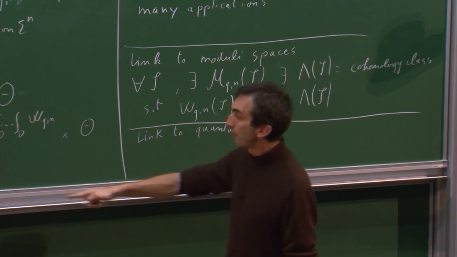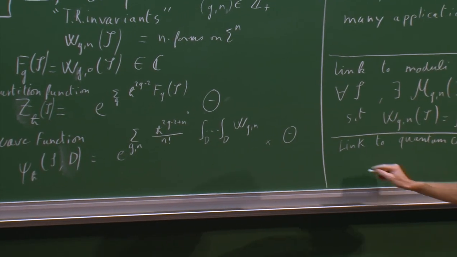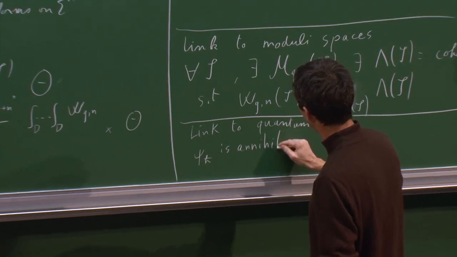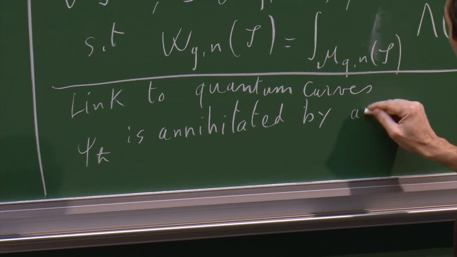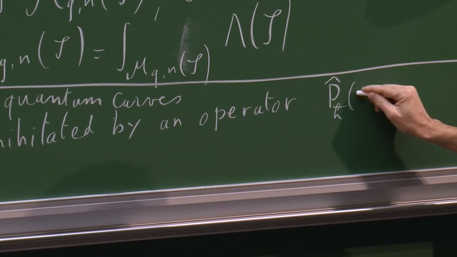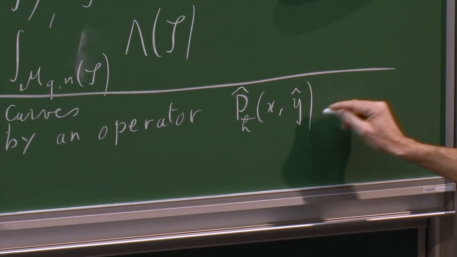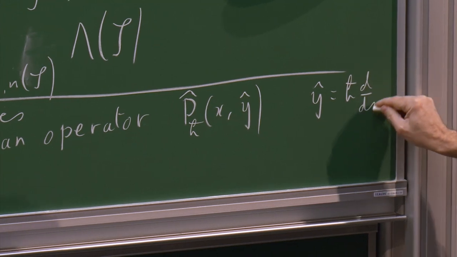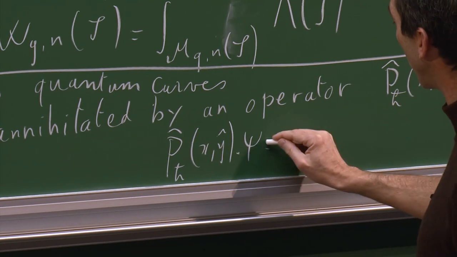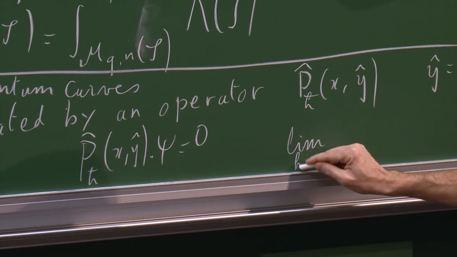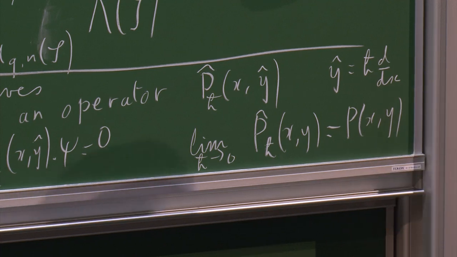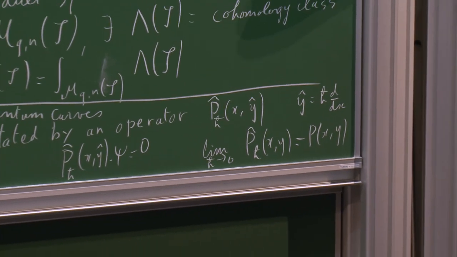Then the link to quantum curve is that psi h bar is annihilated by an operator, which I will call P hat h bar of x, y hat, where y hat is h bar d/dx. So it means that P hat h bar of x, y hat psi equals 0, and the limit when h bar goes to 0 of this P hat h bar of x, y hat equals P of x, y. So that's what people call a quantum curve.